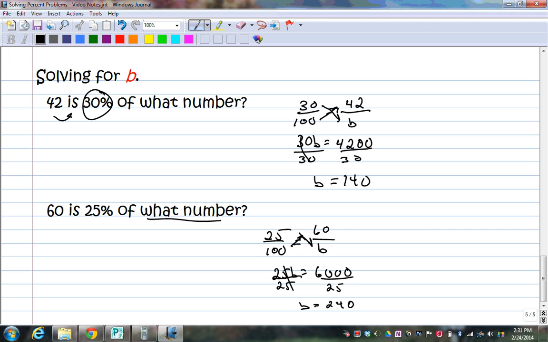This method is going to be used all the way through this unit, so it's a good method to become very comfortable and familiar with.